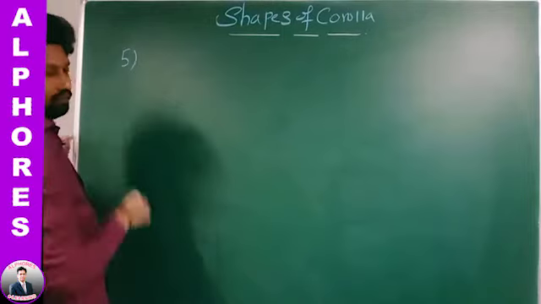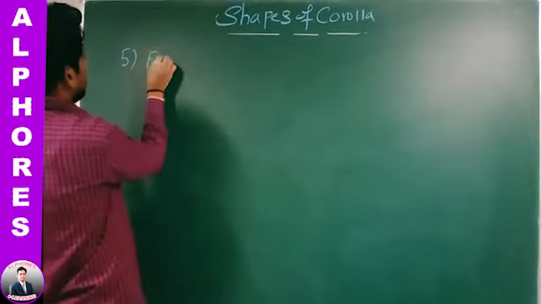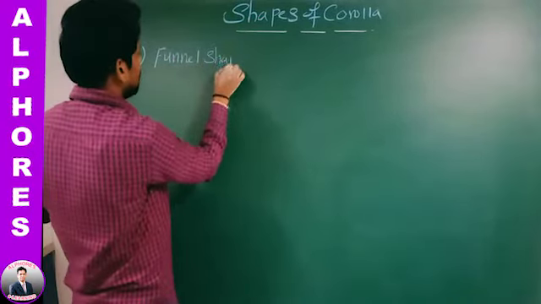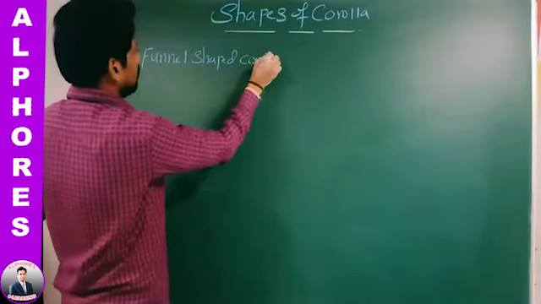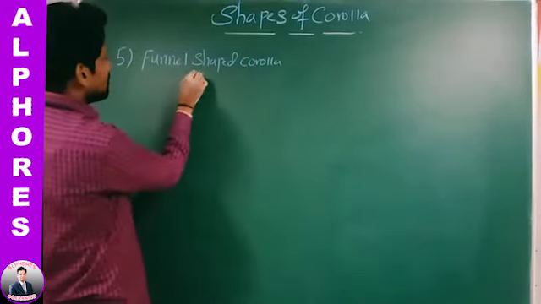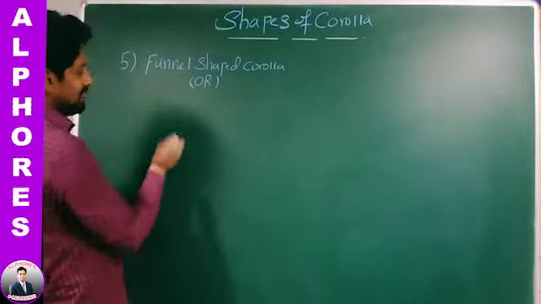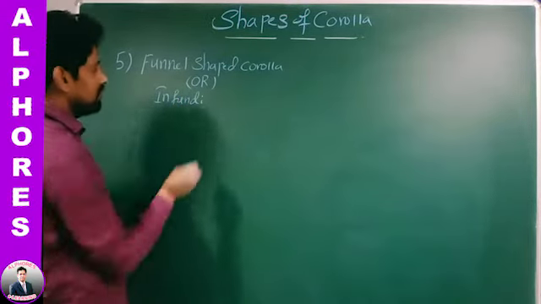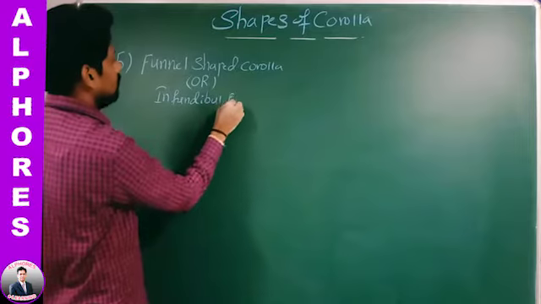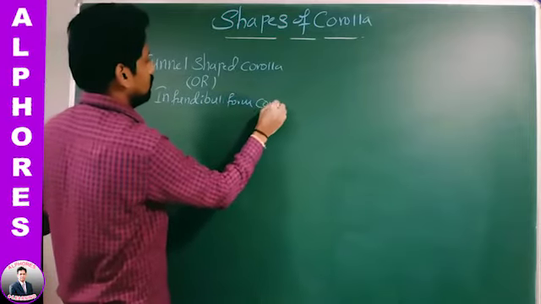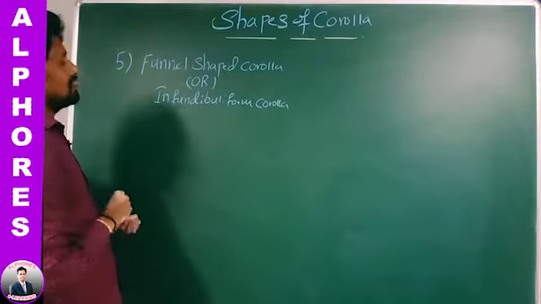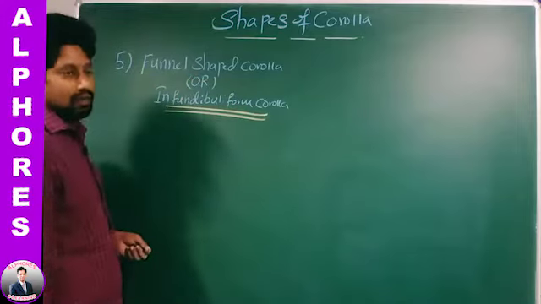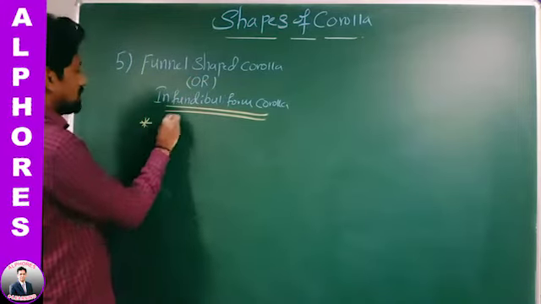Number five. Funnel-shaped corolla. Funnel-shaped corolla is also called an infundibuliform corolla. Infundibuliform corolla. In this corolla, how many petals are present?